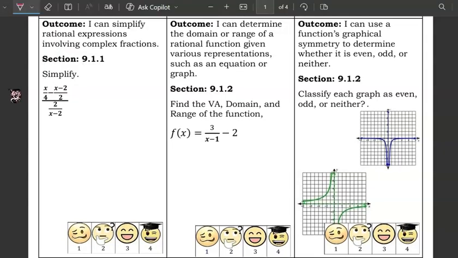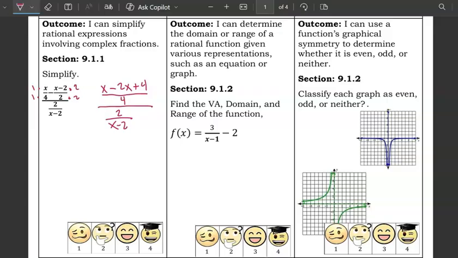Outcome: I can simplify rational expressions involving complex fractions. Simplify. We have fractions within fractions. First, we want to make the numerator into one fraction. Let's multiply these by 2 to have the same denominators. So then we have (x - 2x + 4) over 4 over (2 - x) over 2.